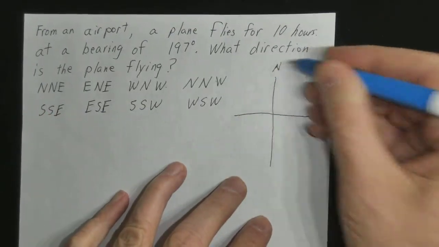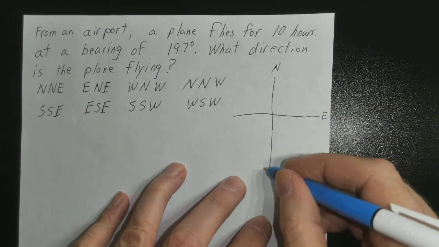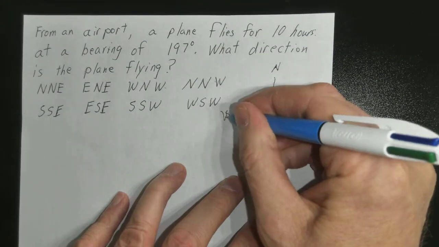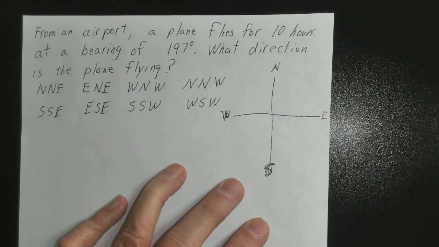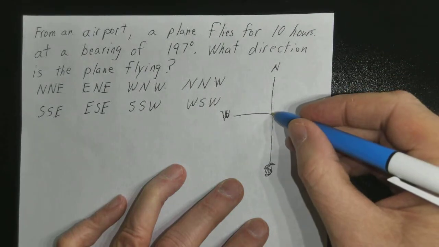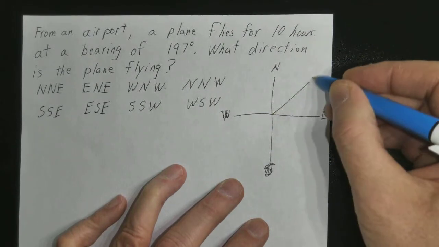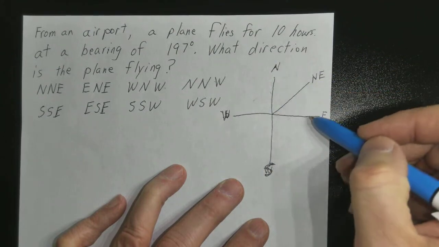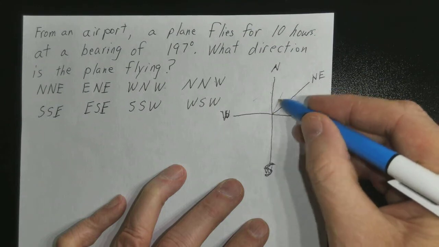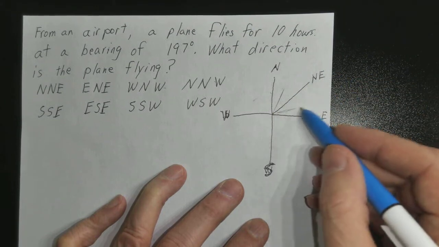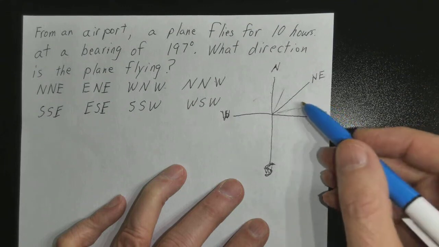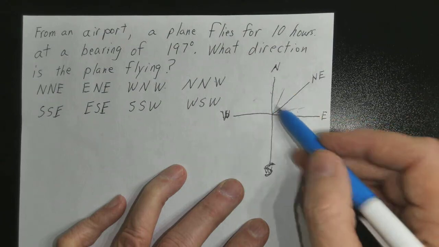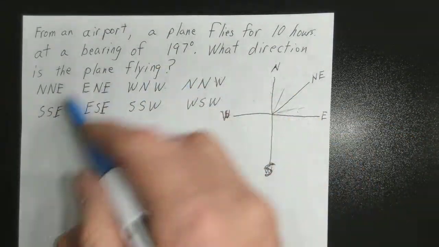Okay, you've got north, you've got east, you've got west, and you've got south. Now, northeast is right here. It's exactly 45 degrees between north and east. North-northeast would be in this area. East-northeast would be in this area. Does that make sense to everybody? Are you east of northeast or are you north of northeast? Does that help explain what all the three letters are?